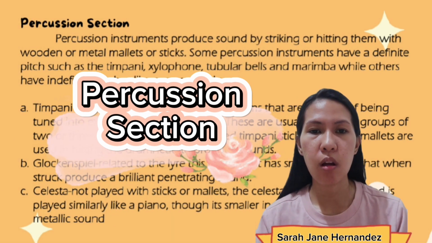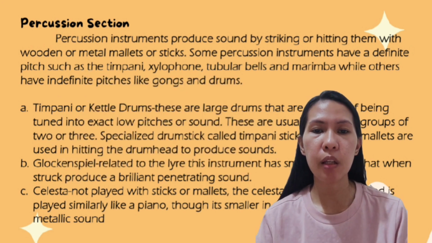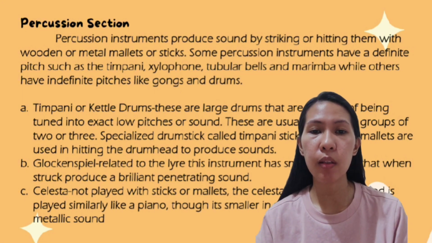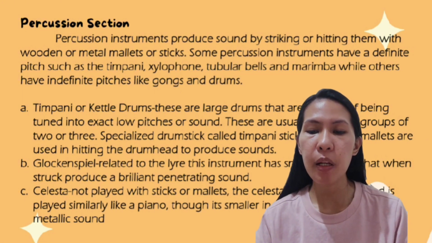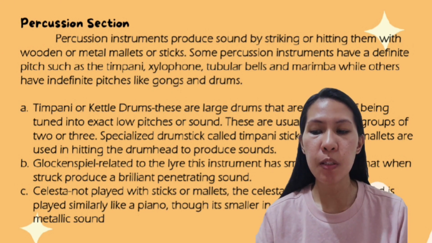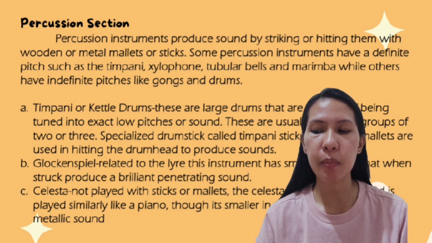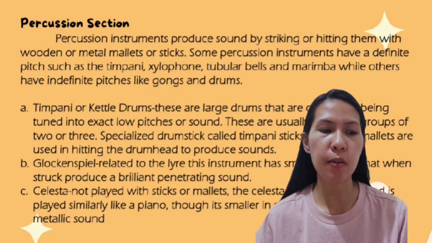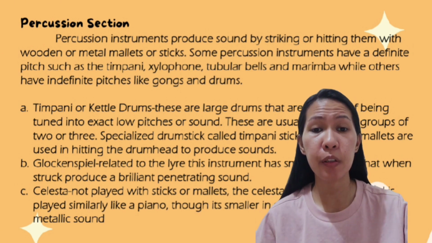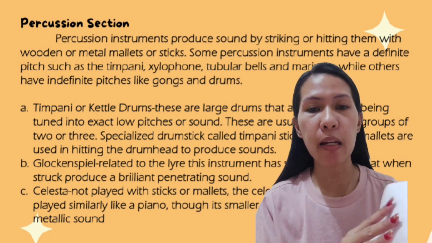Percussion section. Ito yung mga instruments na ginagamitan ng wooden or metal mallets para makapag-produce ng sounds. Meron itong tinatawag na definite and indefinite pitch. Belong sa definite pitch o yung mga instruments na nagpo-produce ng clear at may specific musical pitch are the timpani, xylophone, tubular bells, and marimba. While ang belong naman sa indefinite pitch o yung mga instrument na walang tiyak na musical pitch ay yung mga gongs and drums.